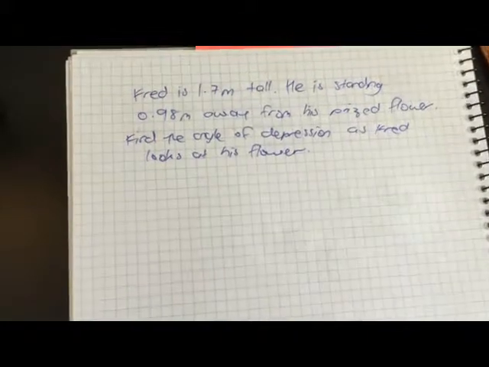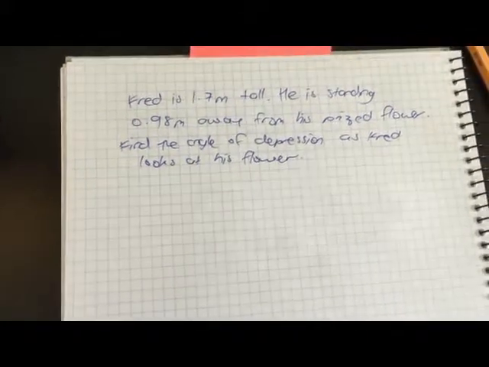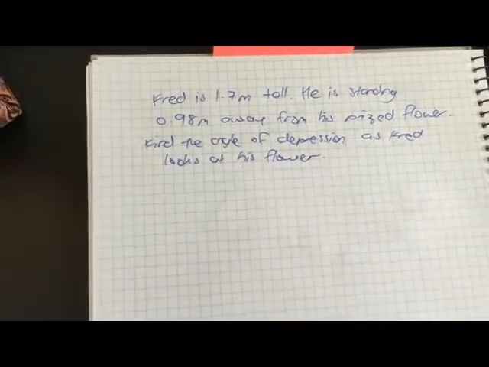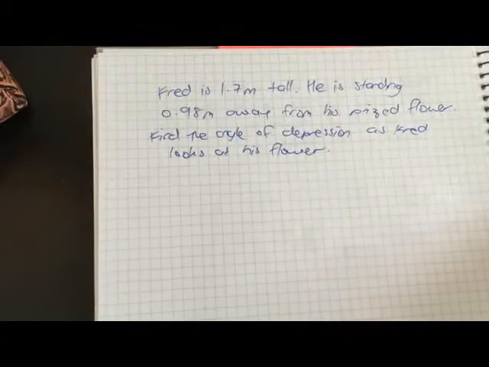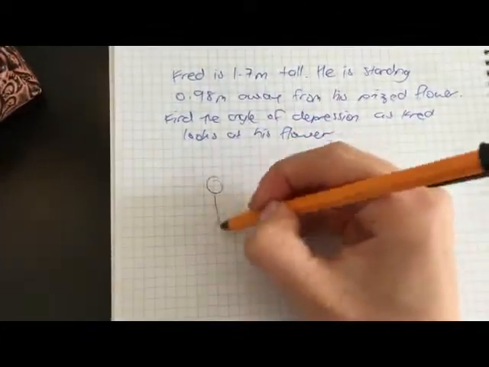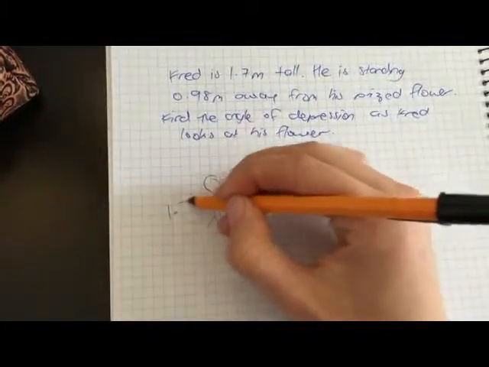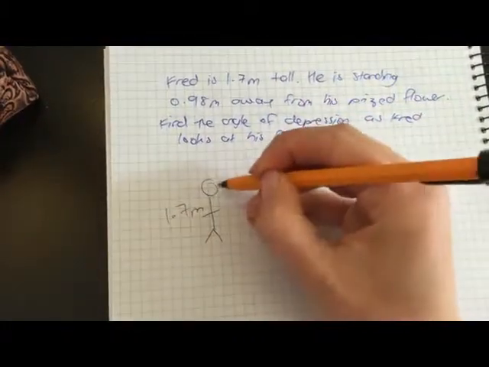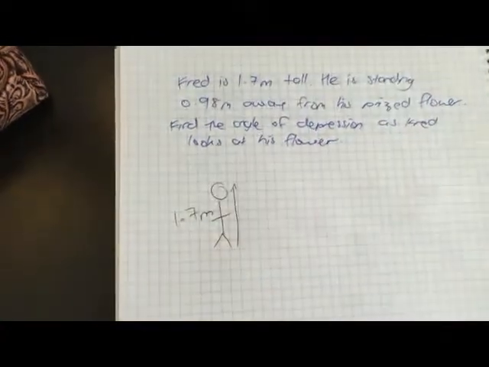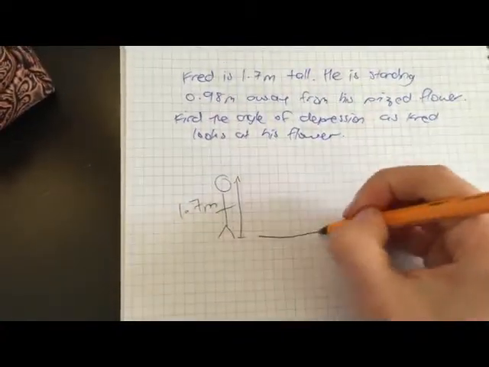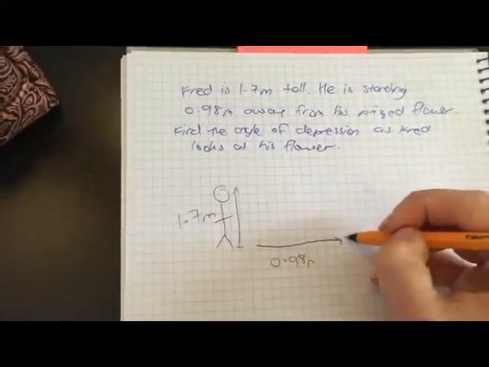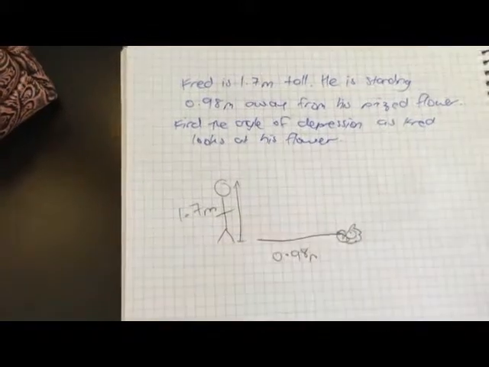So we've got our second worded problem, and this is an example of using trigonometry for angle of depression, okay? With every worded problem, yes, we read it more than once, but we also draw our diagram. So I'm going to start by drawing Fred. He's 1.7 meters tall, and that's a vertical line. Then we've got our horizontal line because he's 0.98 meters away from his prized flower.